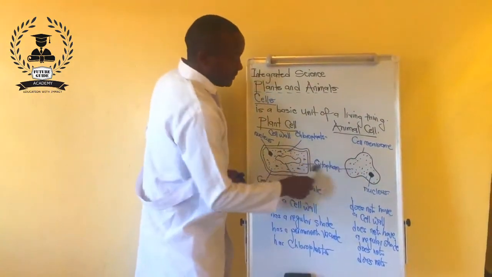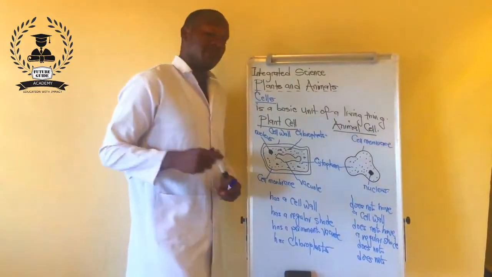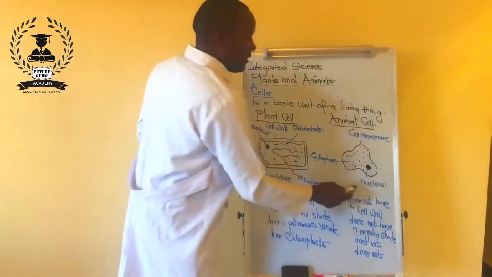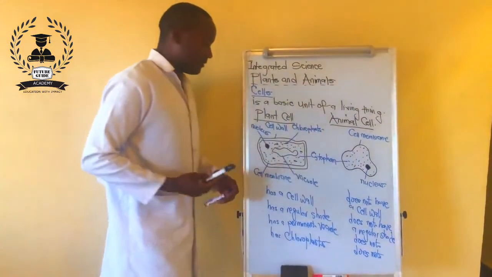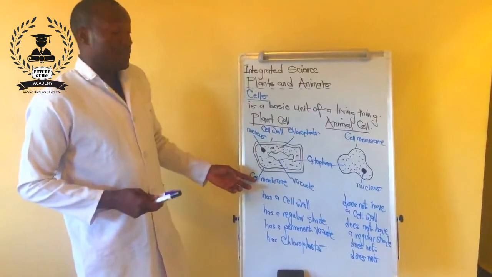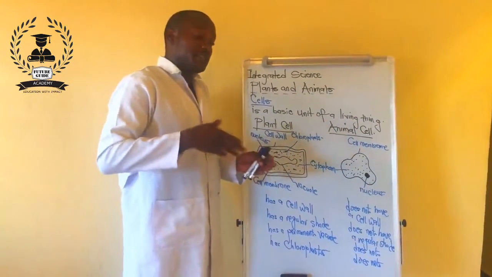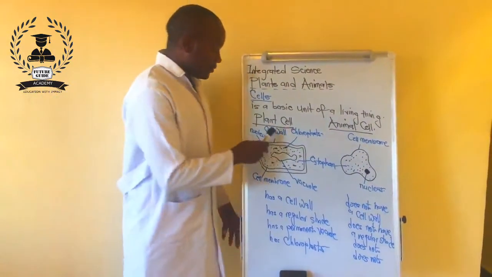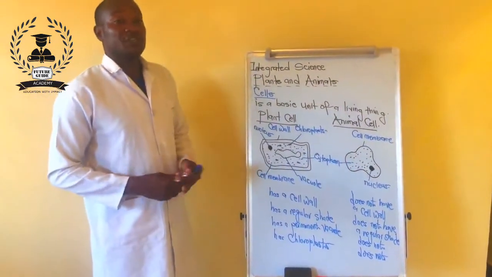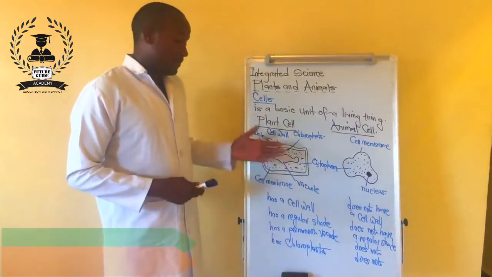So the functions are the same. Even for the nucleus, the functions are the same. It is the one that controls all the cell activities. As well as the cell membrane, even for a plant cell, the cell membrane is the one that is selectively permeable. It allows certain substances to enter or leave the cell. So on the plant cell, we have the cell wall. The cell wall is the one that protects the plant cell from damage.